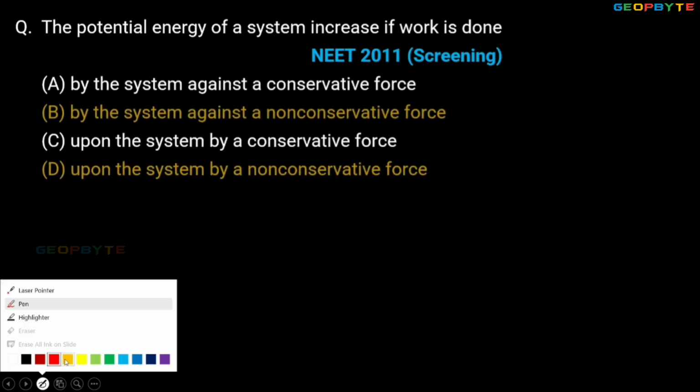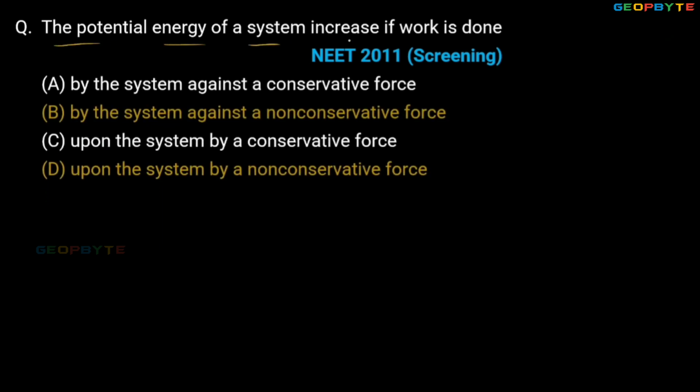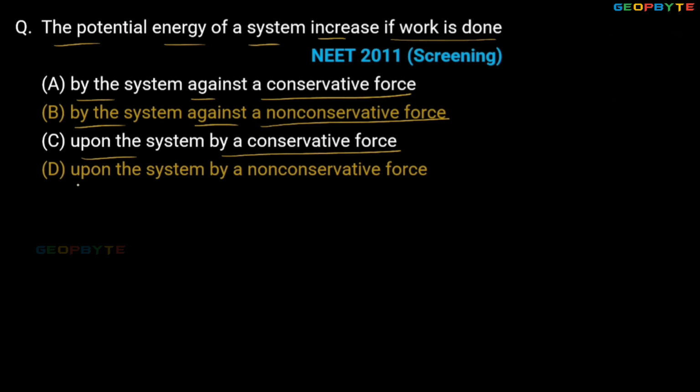Similarly, let us take another important problem. Look at the screen. It is asking: the potential energy of a system increases if work is done. Option A, by the system against a conservative force. Option B, by the system against a non-conservative force. Option C, upon the system by a conservative force. Option D, upon the system by a non-conservative force. Dear friends, remember, the potential energy of a system increases if work is done by the system against the conservative force. Therefore, option A is absolutely correct.